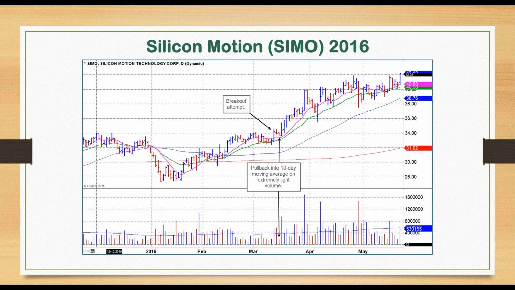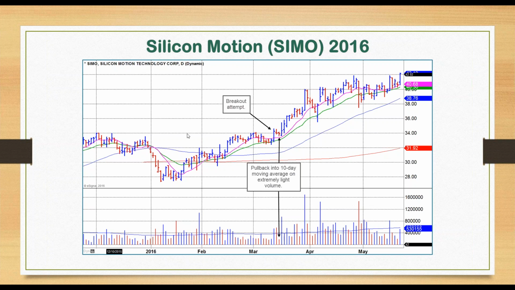So here you have Silicon Motion on a breakout. Now notice the breakout fails and it pulls in to the 10-day moving average on extremely light volume and then takes off from there. So a lot of people would be scared away. They'd look at this, oh, it's a failed breakout, but it breaks out, pulls in just a hair. You get extreme volume dry up right here on the pullback, and you buy that. That's one of my favorite ways to buy.